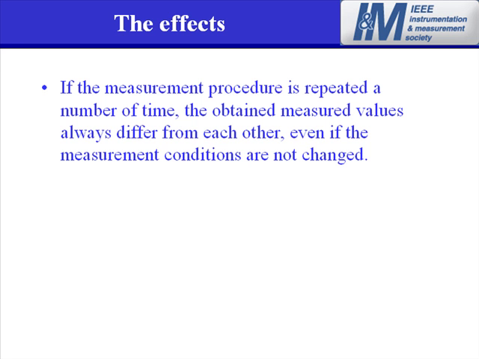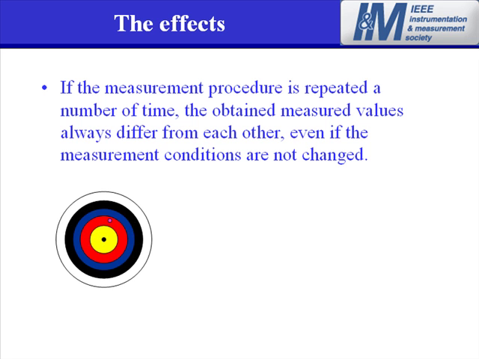Because of the reasons I mentioned in the previous slides, if we repeat a measurement procedure several times, the measurement values that we get will differ from each other, even if we don't change the measurement conditions. What happens is more or less the same as what happens when we shoot at a target. Each new arrow or bullet will hit the target in a different position from the previous ones. If we are good archers or good shooters, we obtain a very tight burst pattern around the center of the target, but we'll never hit exactly the same point with all our arrows or bullets.